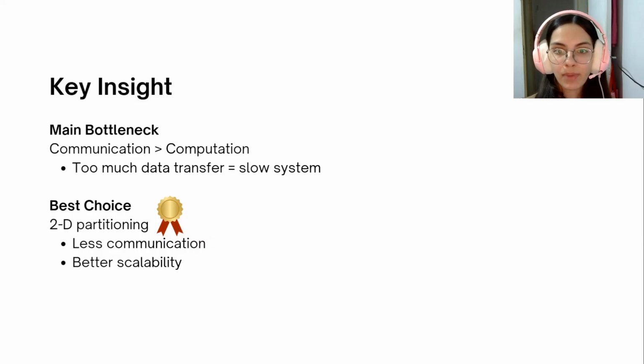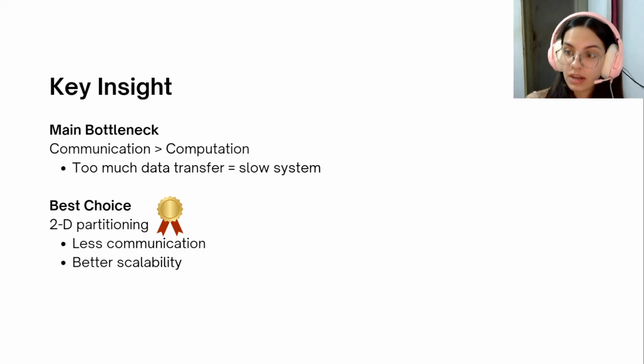So, the main bottleneck in parallel computing is communication. In many cases, communication is more expensive than computation. That's why the best strategies are the ones that minimize data transfer. That's why 2D partitioning is usually the best choice, because it has less communication and better scalability, as we saw here.